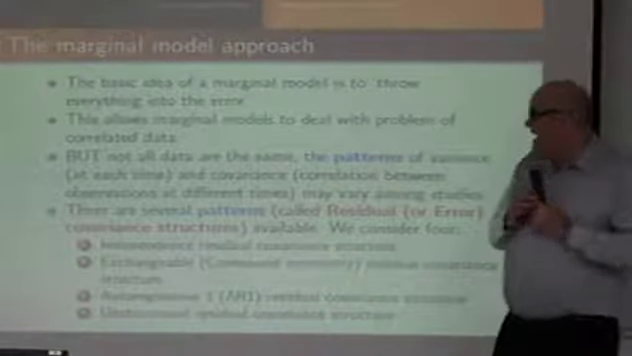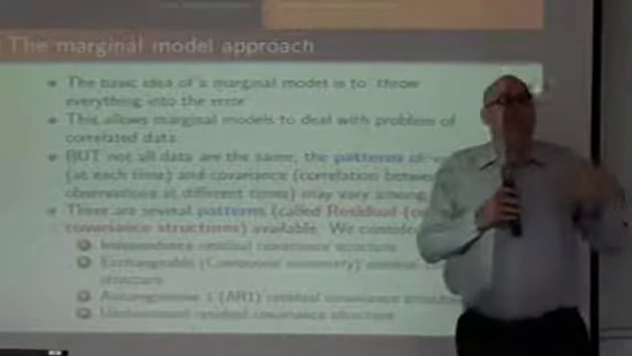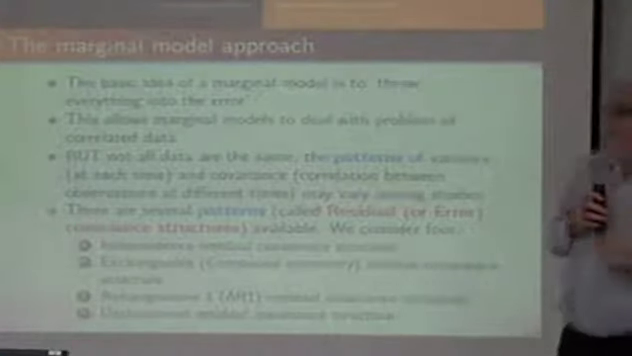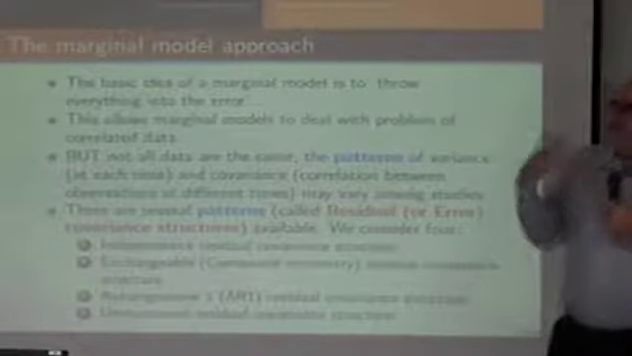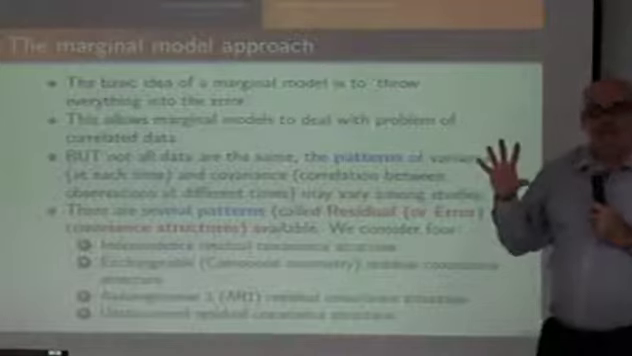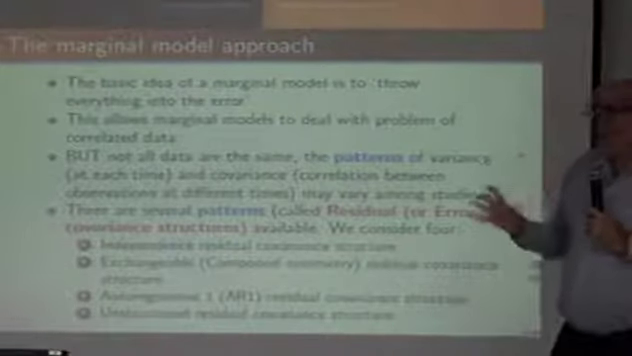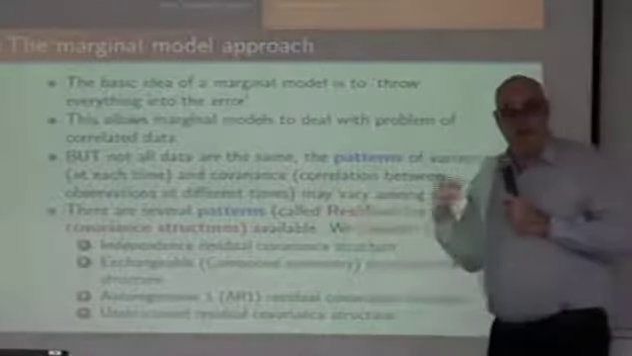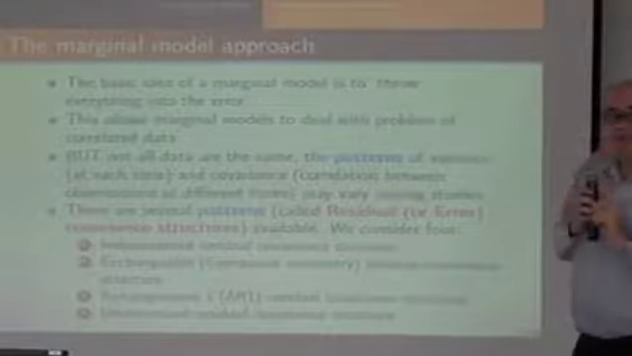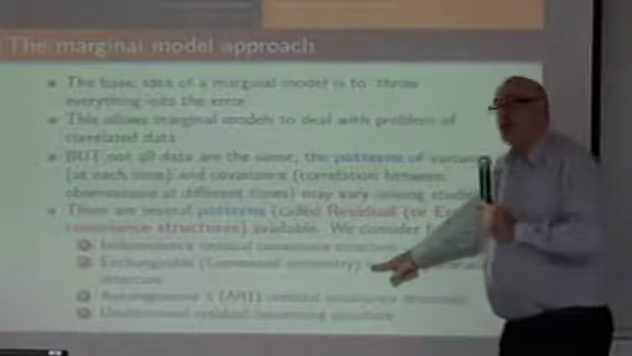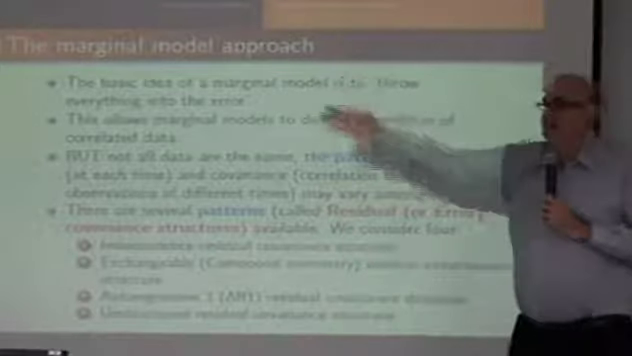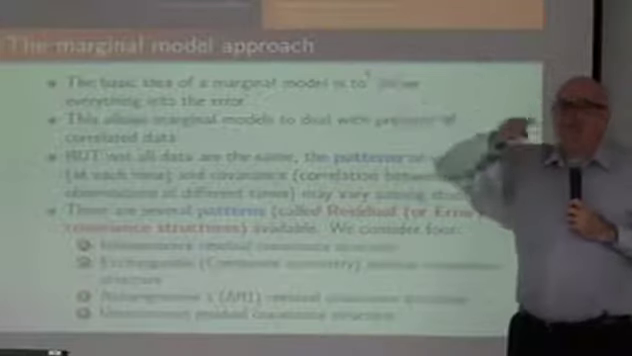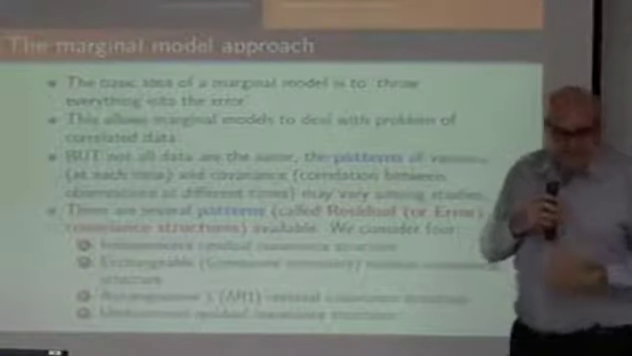But not all data are the same. The patterns of variance and covariance or correlation might change a bit. And for this reason, there's a couple of different types of errors or error structures we can specify to account for this. It's a nice way of doing it. And I did mention one to you before already, the compound symmetry one, which was, it doesn't matter what the time is, the variation should be the same, but also the correlation between times is assumed to be the same.